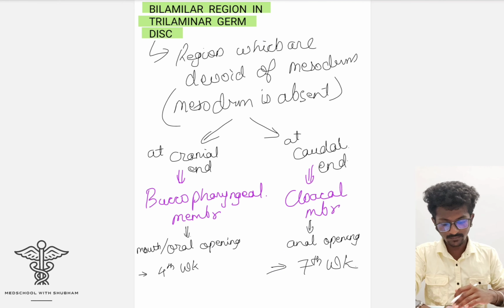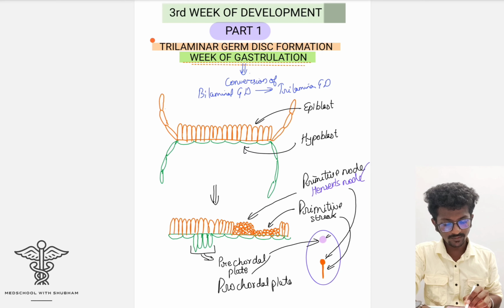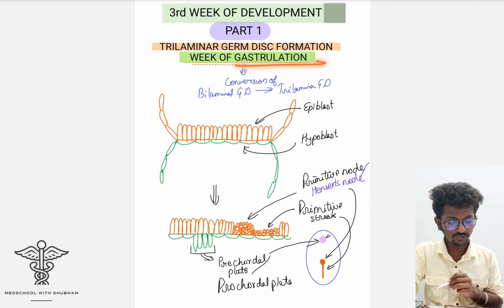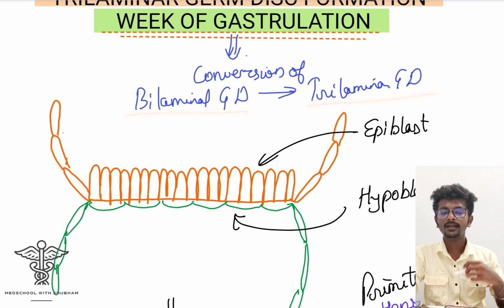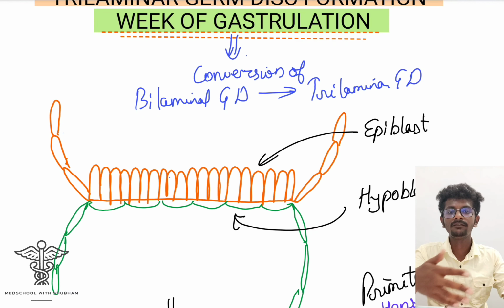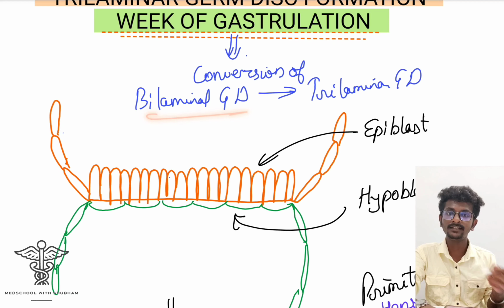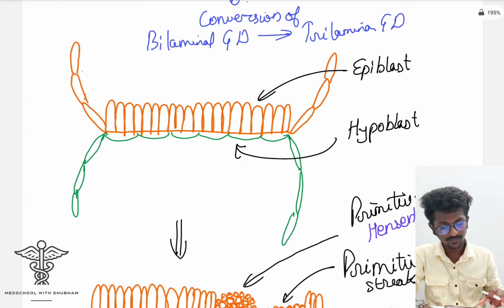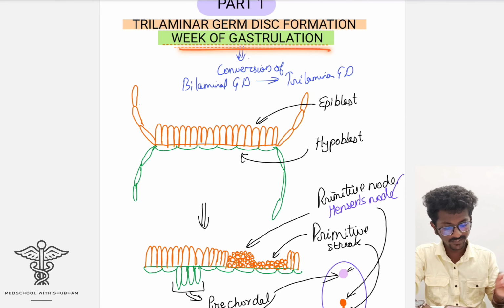So let's revise everything once again. In this lecture we learned about the trilaminar germ disc formation and gastrulation. What is gastrulation? Gastrulation is the conversion of the bilaminar germ disc to the trilaminar germ disc. In the 2nd week of development there are 2 germ layers, therefore a bilaminar germ disc. But in this week 3 germ layers will be formed, therefore a trilaminar germ disc will form. This process is called gastrulation, and therefore this week is also called the week of gastrulation.